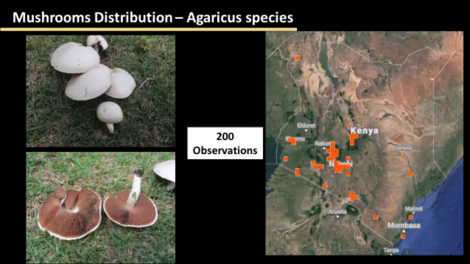Using this data still, we can also see how different macrofungi species are distributed across Kenya. From this map, we can see how Agaricus species are distributed across Kenya. It is very interesting to see Agaricus species even from the northern part of Kenya.